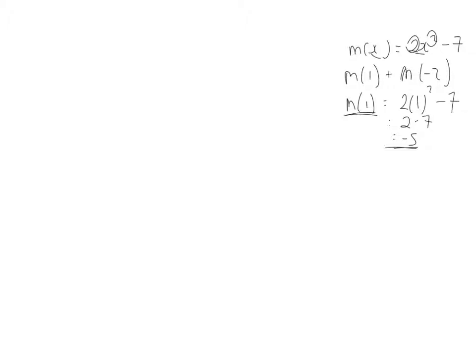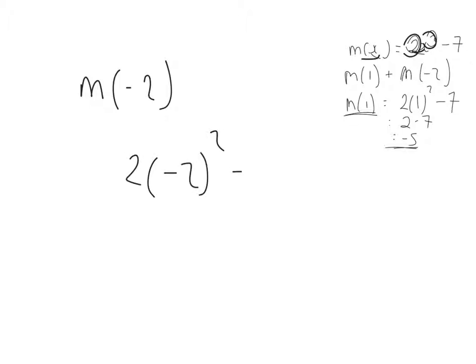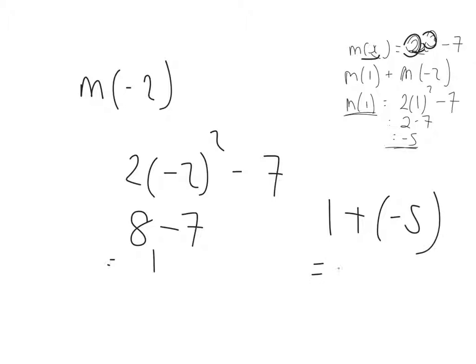Let's now find m of minus 2. So whatever's in the bracket, write it down, square it, times it by 2, take away 7. So minus 2 squared is 4, times that by 2 is 8. 8 take away 7 is 1. So then we'll just add both of them together. 1 plus minus 5 will give me minus 4.